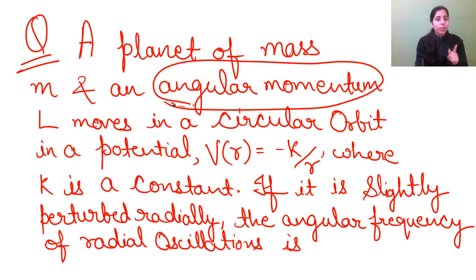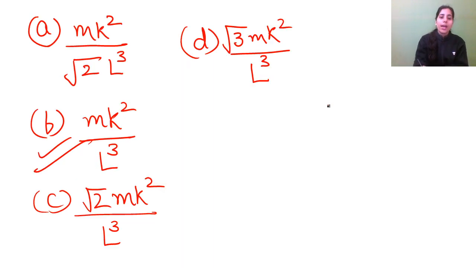As I have already told you about this trick, whenever the angular momentum is involved or has been considered in the question, then you have to go for the effective potential instead of the normal potential expression. Similarly, the circular orbit is also present here. So instead of using the potential expression which has been given to us, we will go for the effective potential.